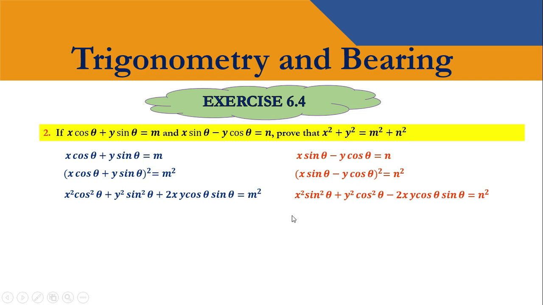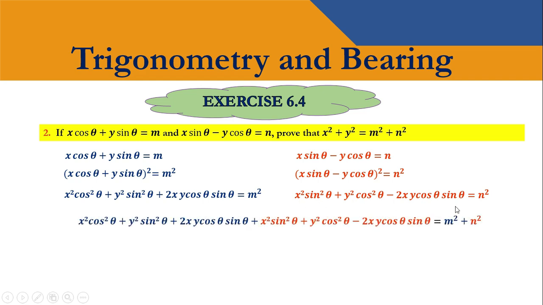The hint for why we add comes from the target equation, x square plus y square, and similarly m square plus n square. So that's why we have to add both of these equations. Adding them, we get this final expression, and in it you can see that 2xy cos theta sin theta is plus in one and minus in the other. Both expressions are similar but with opposite sign, so they cancel, and this is the remaining equation.